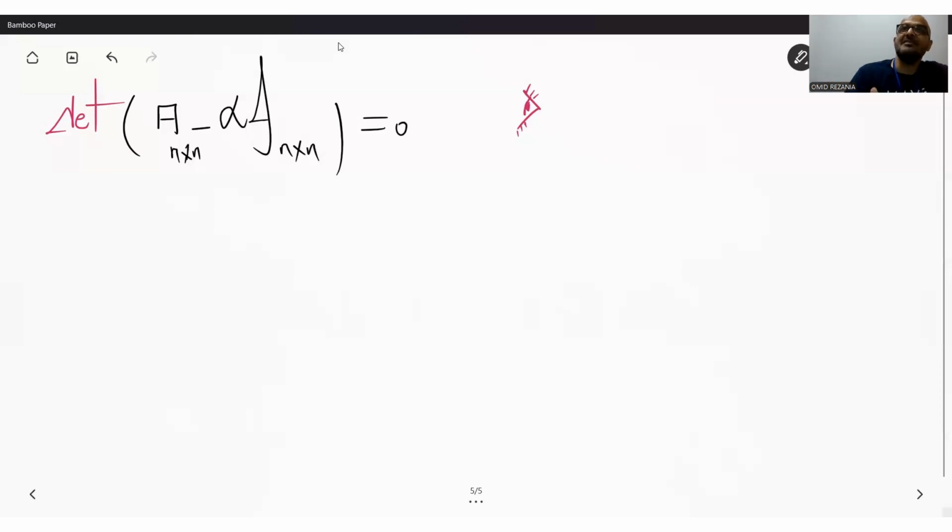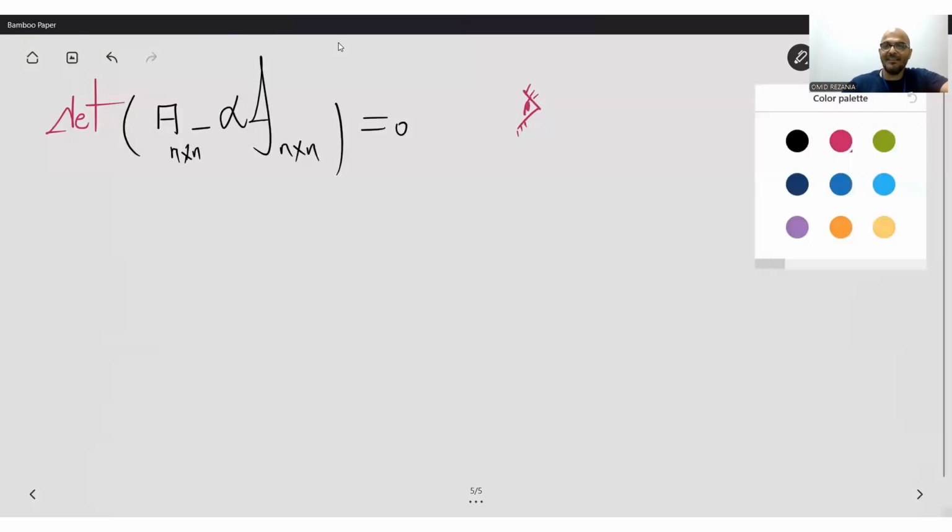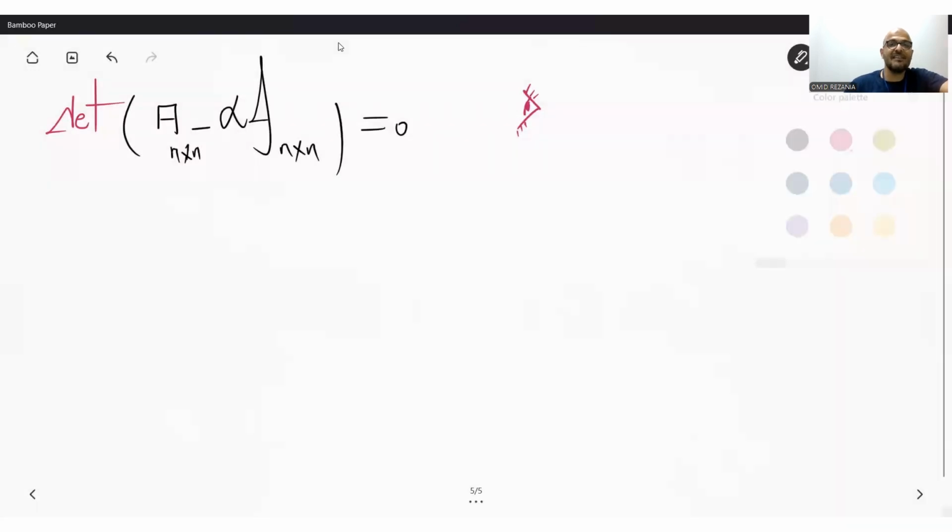Now, what is not given to me? Alpha. Alpha is a thing which I have no idea about. I'm going to find alpha. From this equation, the thing which I get at the end is how much alpha is. That's what I'm going to do now, to finish today.